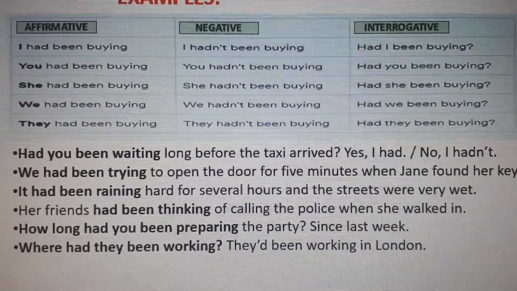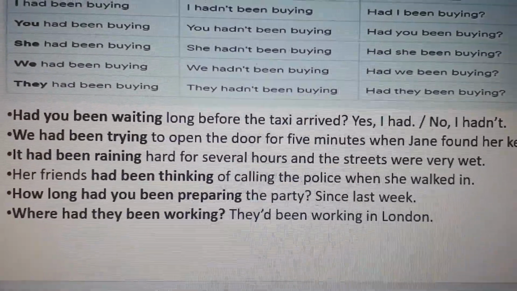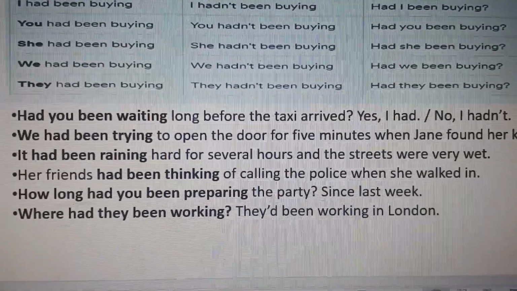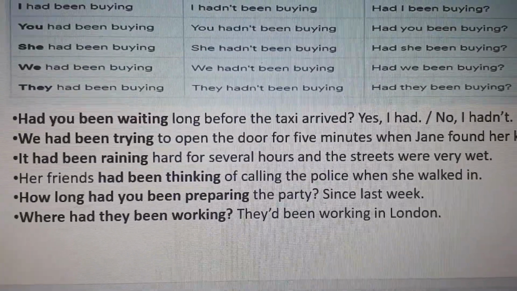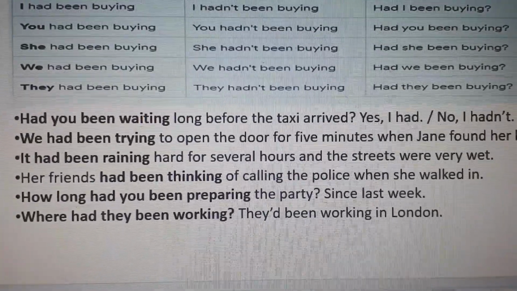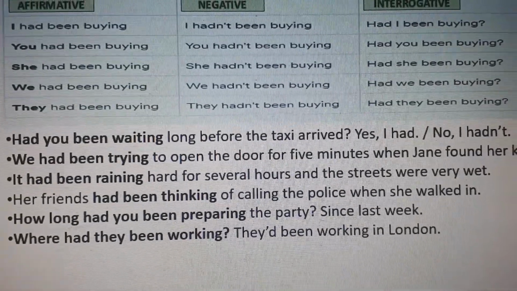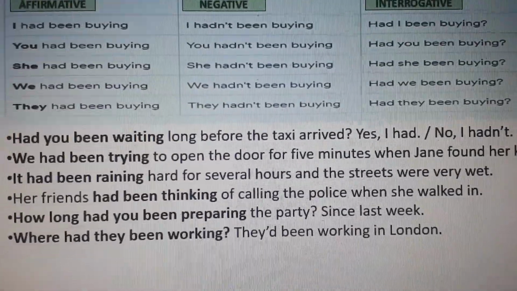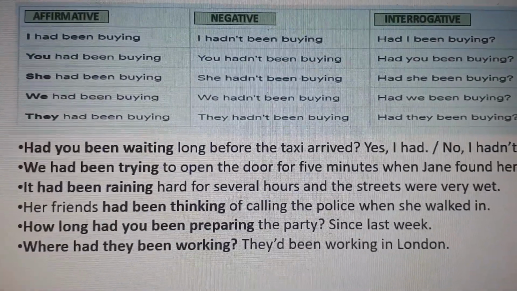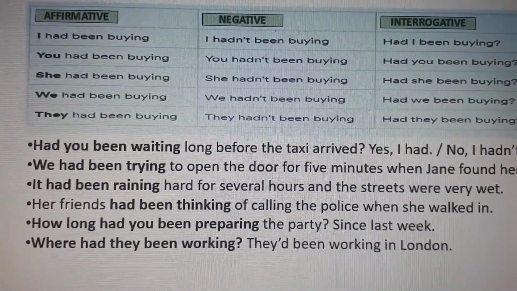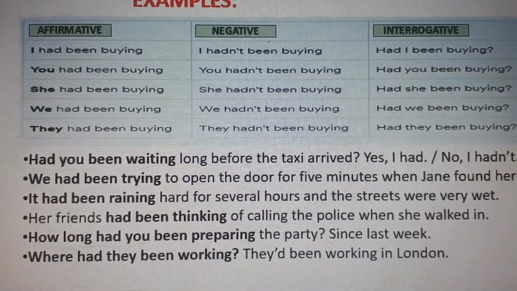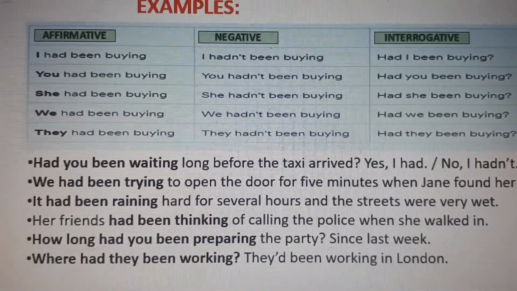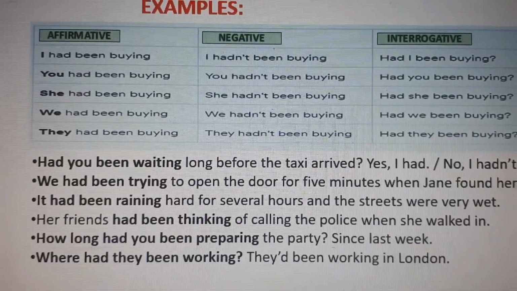But if you have a WH question, the WH question goes first. What, where, who, etc. Here we have how long. How long is also a WH question word. So we have how long plus the auxiliary had plus the pronoun, and then been, and then the action with ing. Or instead of how long, we can work with where. Where had they been working? They've been working in London. Apostrophe D is the contraction of had.